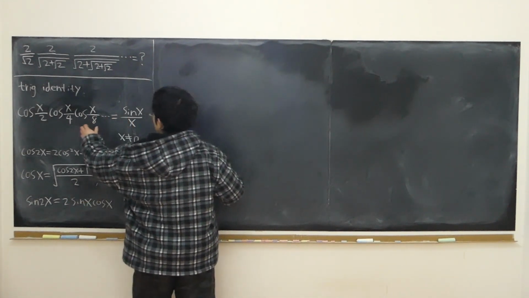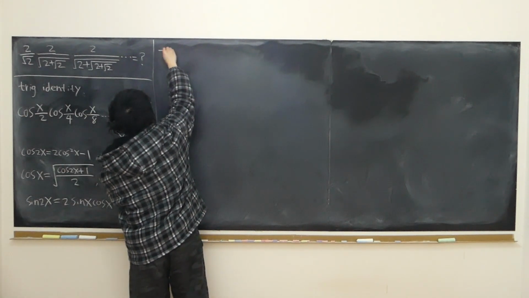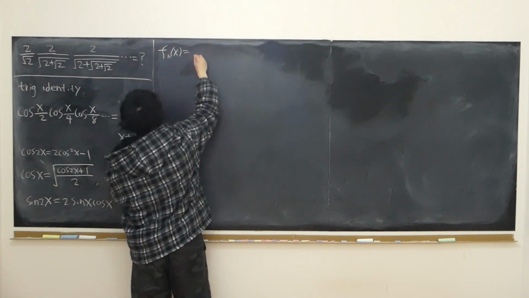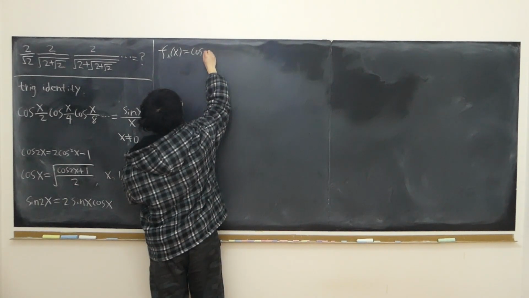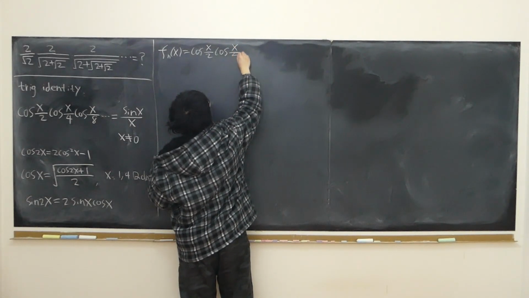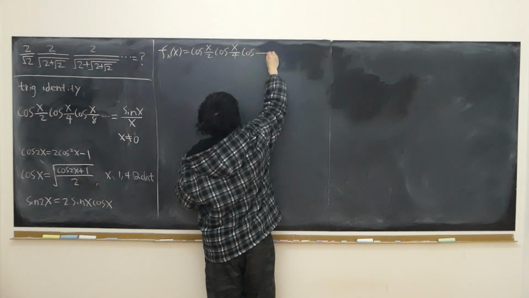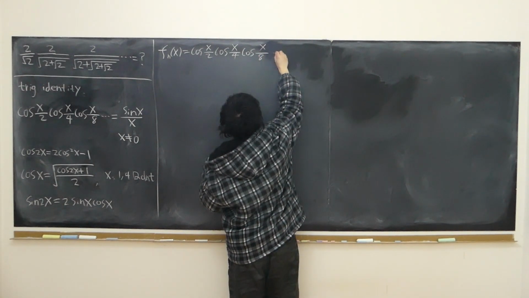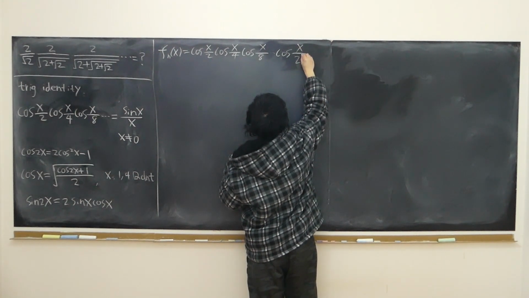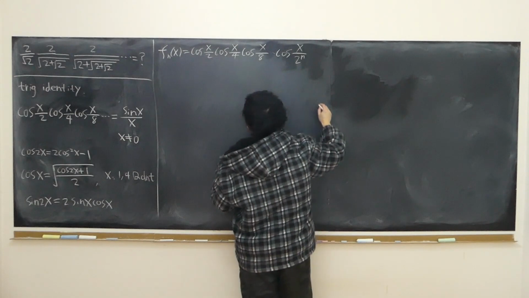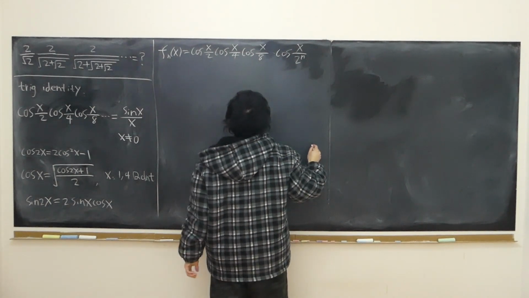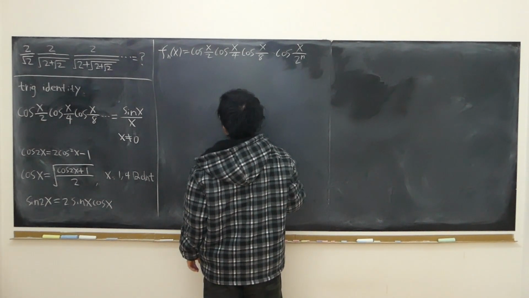So first of all, I'm going to denote the finite product f sub n of x, equal to cosine of half x times cosine of x over 4 times cosine of x over 8, all the way up to cosine of x over 2 to the power of n. That's the pattern. The denominator just doubles every time. So here's my finite product, denoted as f sub n of x. Later we're going to let n approach infinity.